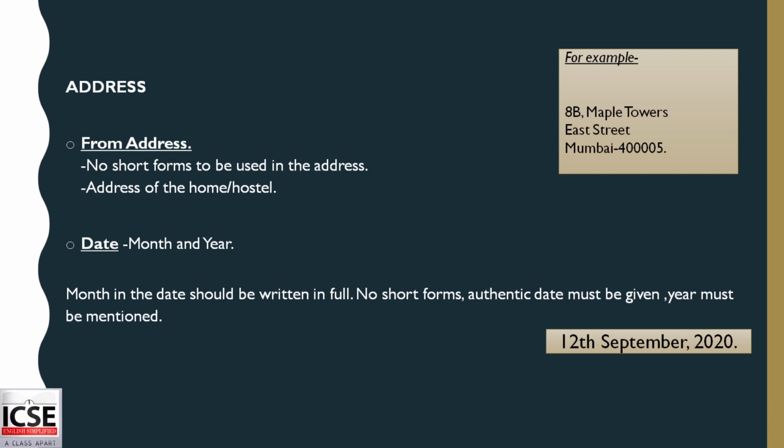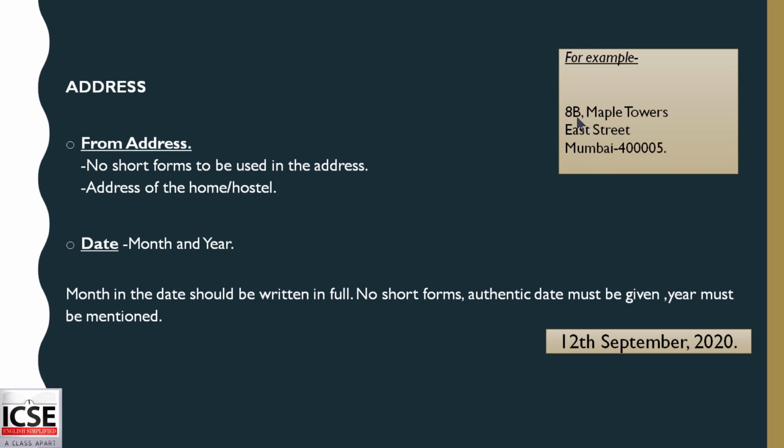So now let's understand how we go about writing the letter. When you start writing the letter, you begin with the from address. As you must have seen in the previous video for formal letters, in an informal letter also, when you write the address, do not use any short forms. Also, make sure that your address is at least of 3 lines. It's better to start your address from the specific and move to the general.